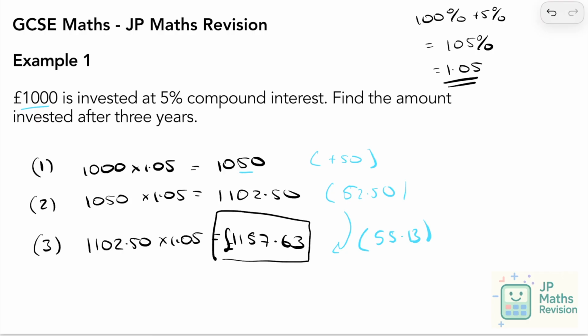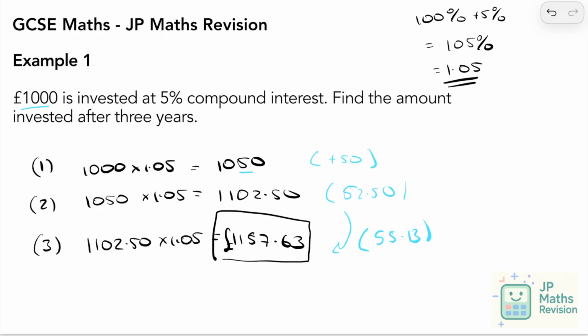So over time, the more money that we have, the more interest that accumulates. So that's the difference between simple interest and compound interest. With simple interest, it grows by the same amount each year. With compound interest, it grows by more if your money is growing over time.